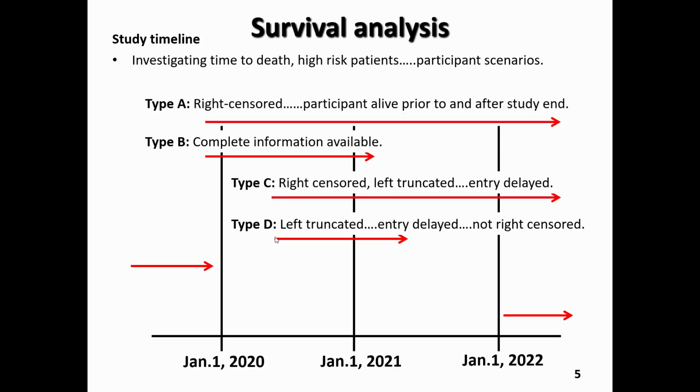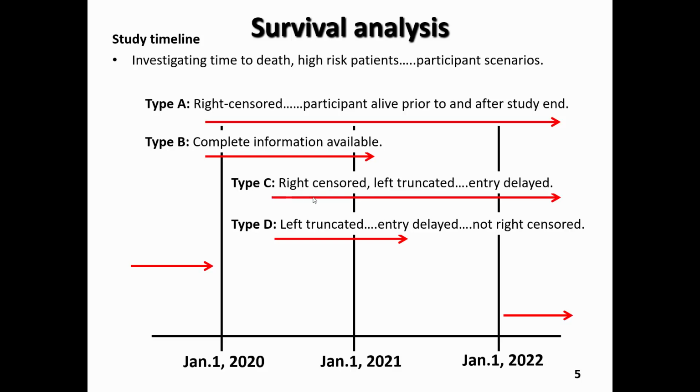So moving down, another situation here. Here we have type D, another case, which is left truncated. So we don't have the full data from the start of the study. The person entered the study as the person entered in type C, maybe in April or May of the year. The entry was delayed, but it's not right censored as type C was.